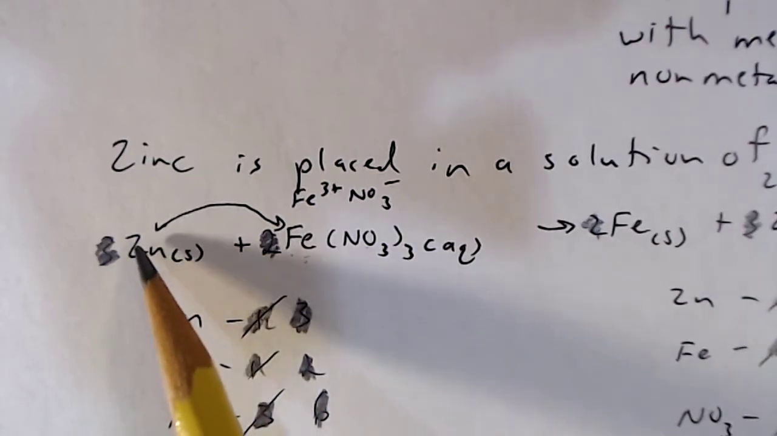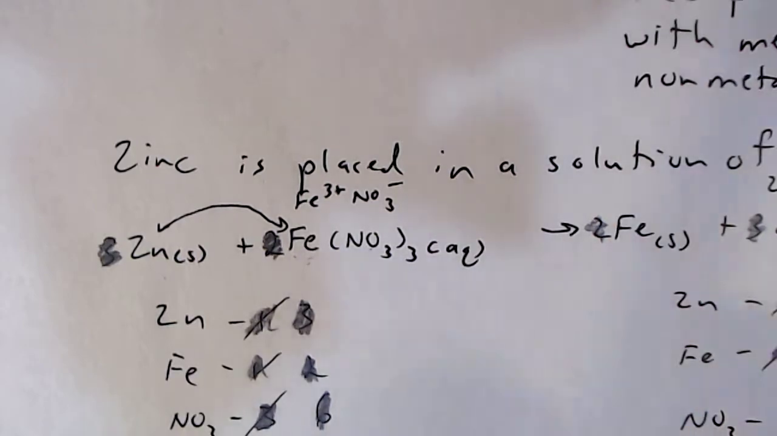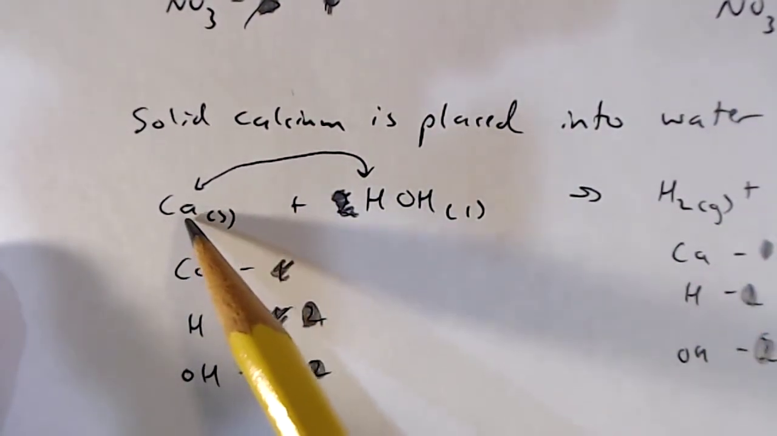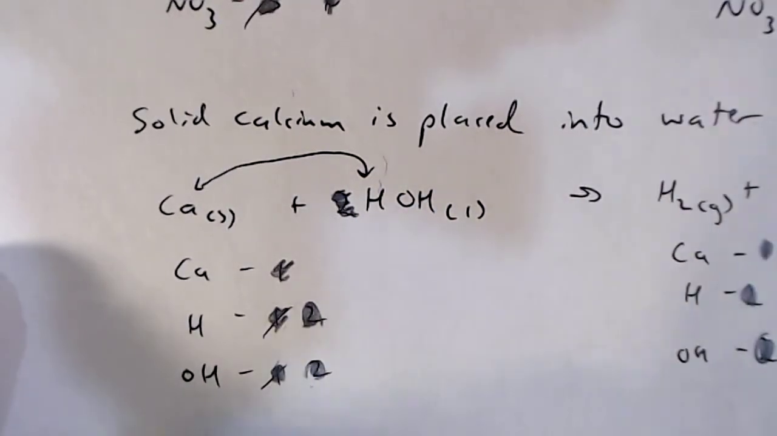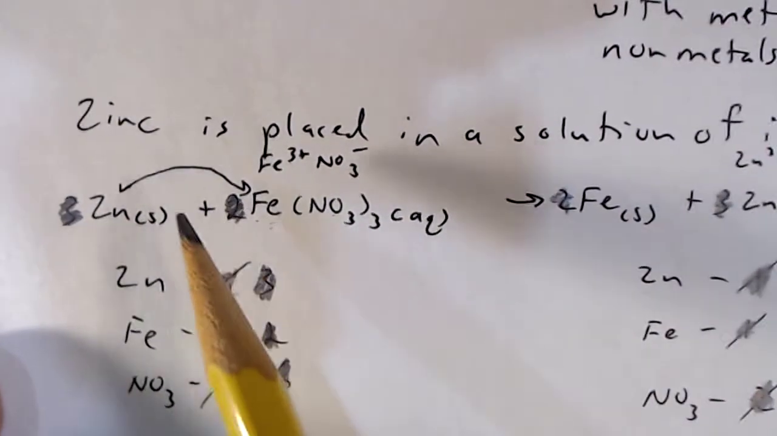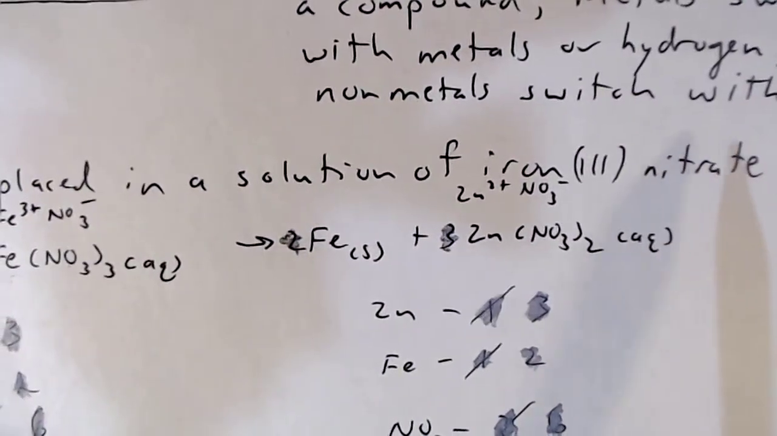And that element, if it's a metal, it will switch places with the other metal. Or if it's a metal, it will switch places with hydrogen. And then you probably won't see too much of it in this class, but nonmetals will switch places with nonmetals as well. So in our first case, we have zinc solid is placed into a solution of iron 3 nitrate.